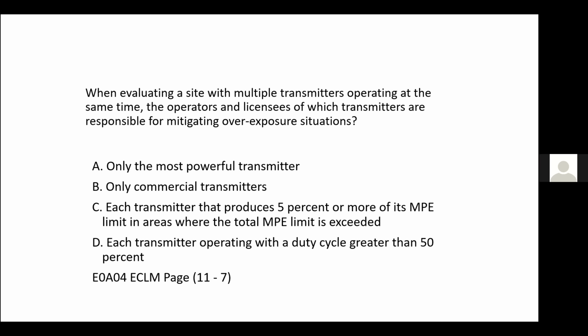Charlie is the correct answer. Each transmitter that produces 5% or more of its MPE limit in areas where the total MPE limit is exceeded. Now that is in regards to the FCC, but the site manager may go down way deeper than that. If you're down to 1% or even creating any power on his site, he may consider your transmissions in his calculations there. We face these things on mountaintops all the time with repeaters.